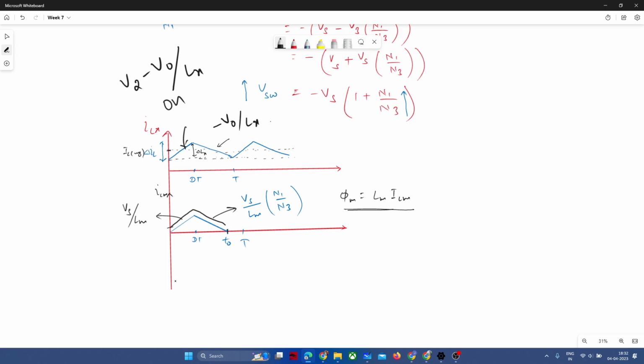Let me tell you, sir, what happens. Suppose we are in CCM. ILM is starting at some minimum value, and at dT it is increasing, and again at T it comes to the same minimum value. So if this one repeats, then the core won't saturate.